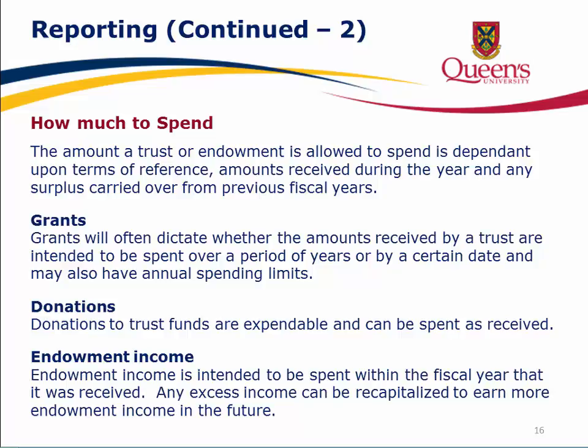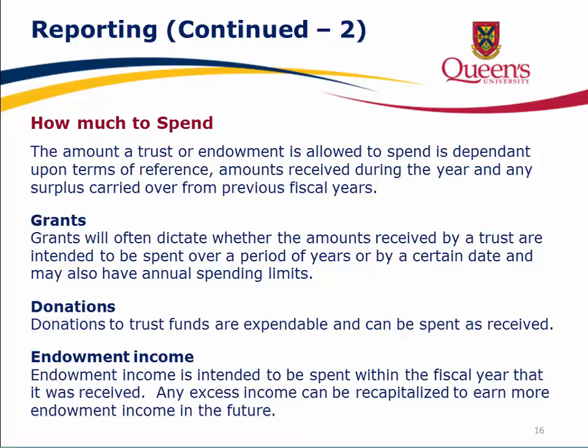The amount a trust or endowment is allowed to spend is dependent upon terms of reference, amounts received during the year, and any surplus carried over from previous fiscal years. Grants will often dictate whether the amounts received by a trust are intended to be spent over a period of years or by a certain date and may also have annual spending limits.